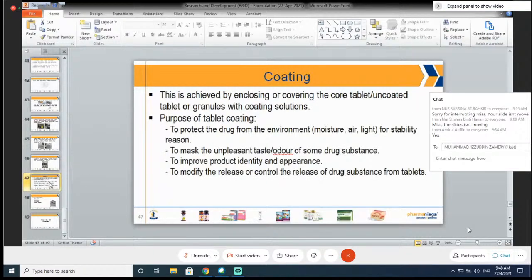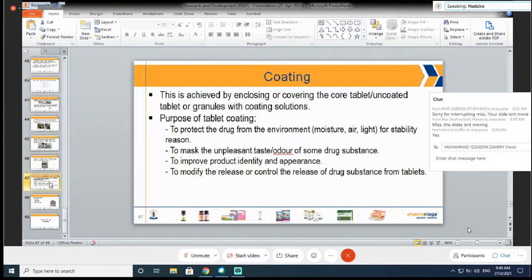So next is coating. Coating is very important to protect the tablet. Actually, coating is achieved by covering the core tablet, or uncoated tablet, with the coating solution. Before coating, we call the compressed tablet the core tablet or uncoated tablet. The purpose of coating is to protect the drug from moisture and air, and for stability reasons. Next, to mask the unpleasant taste or odor of some drug substances.